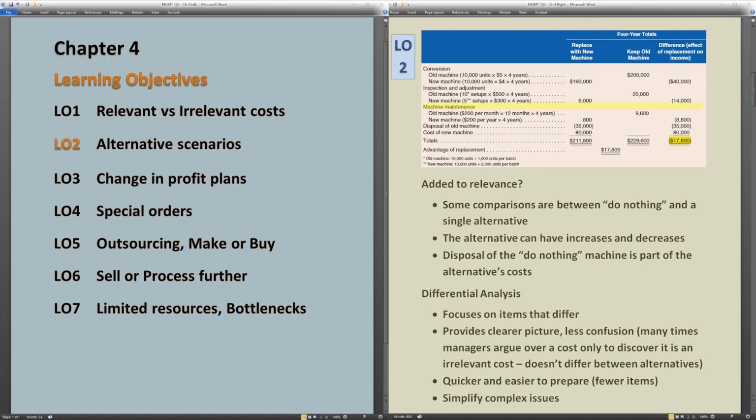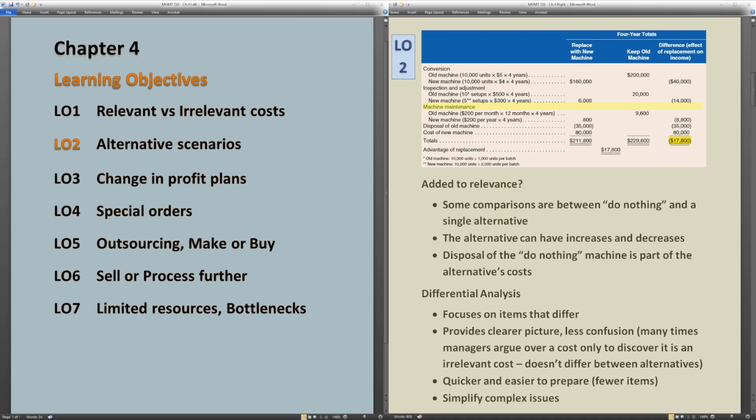And that cost saving is termed an advantage. In other words, when you have a scenario where it's do nothing or do this alternative, you phrase the alternative as being either an advantageous alternative or a disadvantageous alternative. So what do we add to the concept of relevance? Some comparisons are between a do-nothing state and a single alternative. There can be both increases of costs and decreases of costs. You have to look for all of them. And just notice that even the disposal of the old machine is part of the alternative's costs.